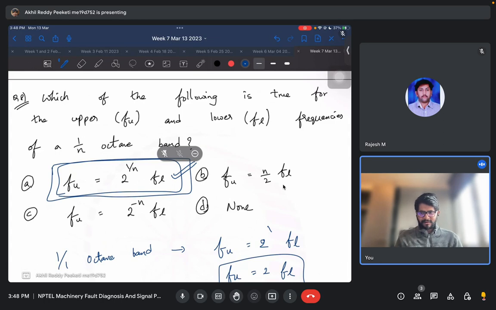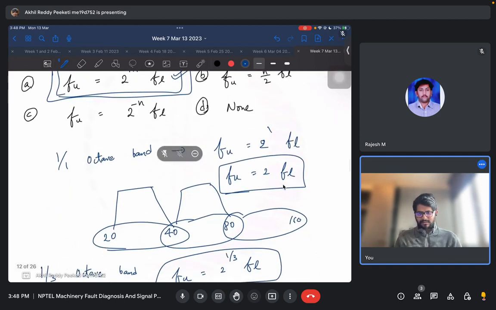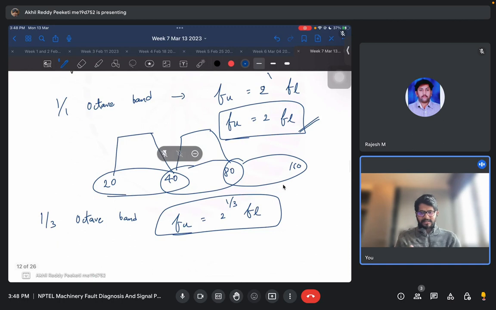Then we looked at different octave bands based on 1 by n octave band and how the upper and lower frequencies for these octave bands are related. So the upper frequency is 2 power 1 by n times the lower frequency, where n is the type of octave band. So for 1 by 1 octave band, the upper frequency is just double the lower frequency. So that means let's say we start at 20. The first band would be 20 to 40, second band 40 to 80, third band 80 to 160, and so on.